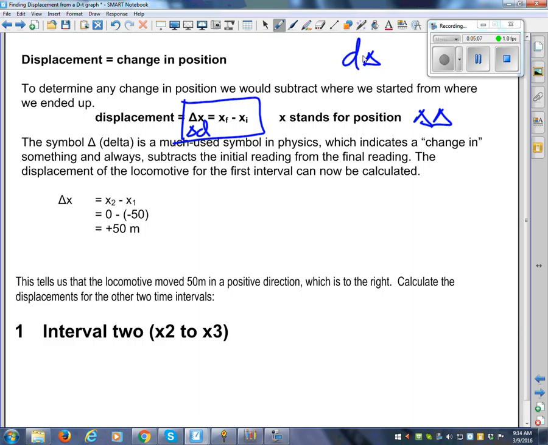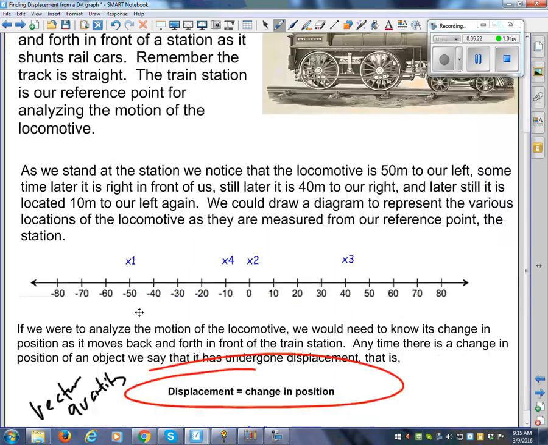I'm going to put you in charge to find that out. Anyways, the delta is a change in something: subtract the initial from the final. The displacement of the locomotive for the first interval can now be calculated. Where did it end up? It went from minus 50 to 0.